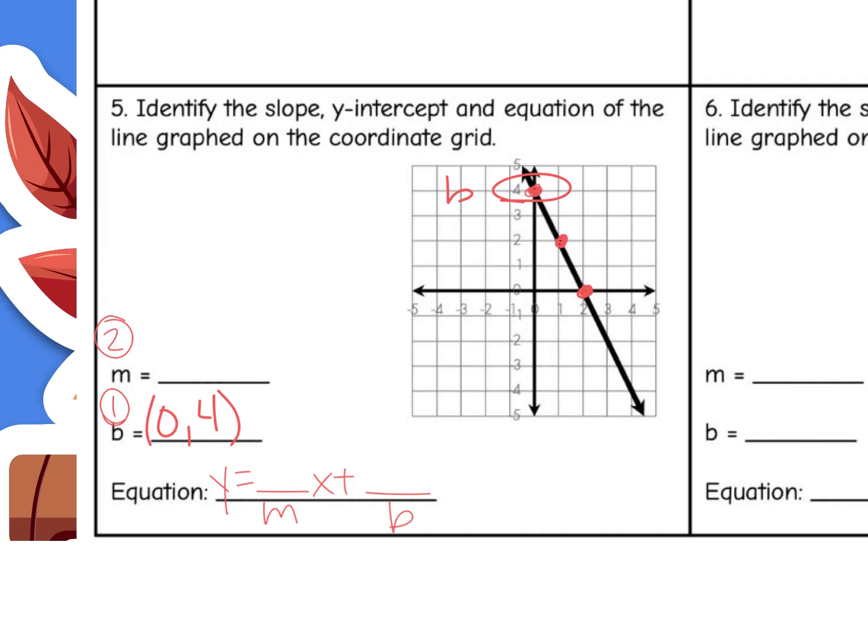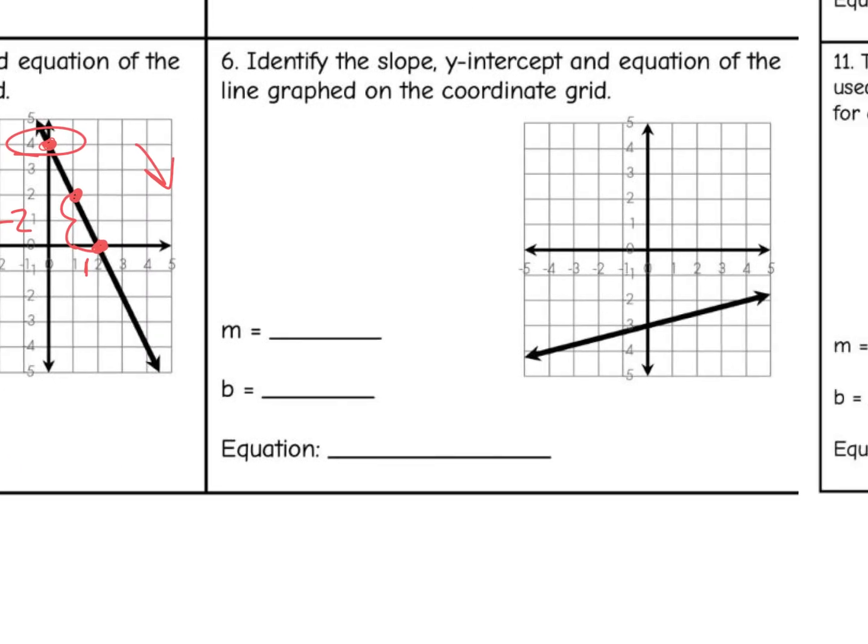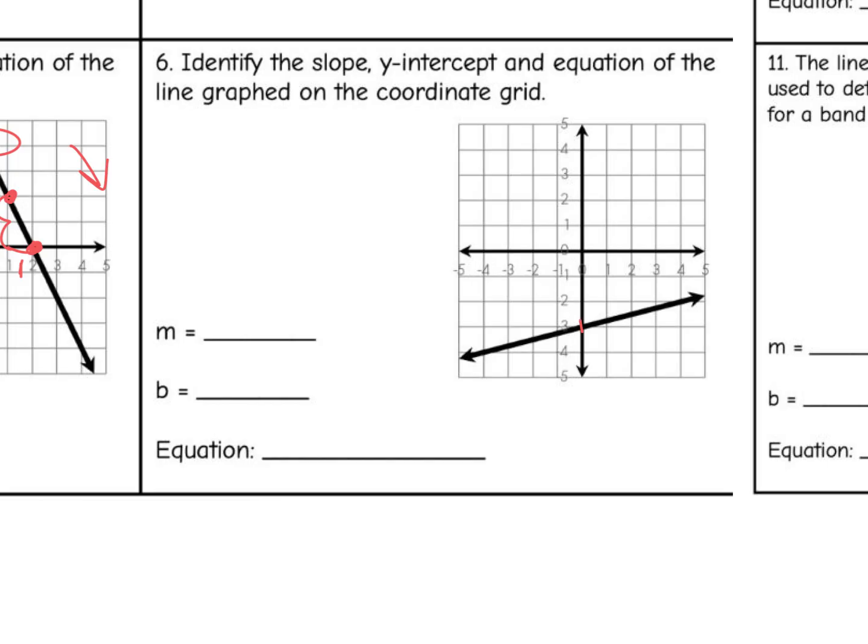Remember, you can count between any of them, but this line is going down. So I'm going to write that negative, -2 over 1. Or you can just write -2. So our equation is y equals -2x plus 4. Here my b is way down at the bottom, so this is a -3.